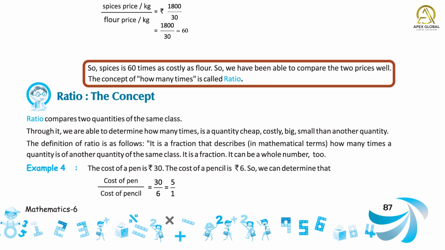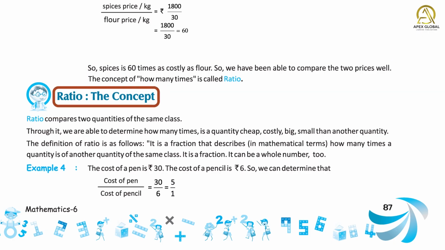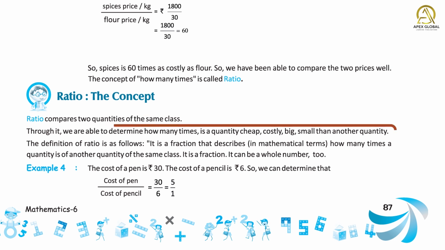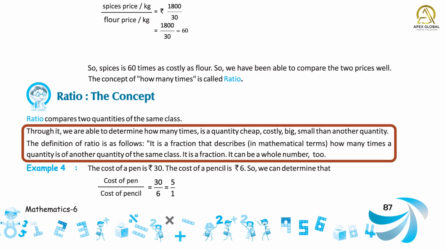The concept of how many times is called ratio. Ratio, the concept. Ratio compares two quantities of the same class. Through it, we are able to determine how many times a quantity is cheap, costly, big, small than another quantity. The definition of ratio is as follows. It is a fraction that describes in mathematical terms how many times a quantity is of another quantity of the same class. It is a fraction. It can be a whole number too.